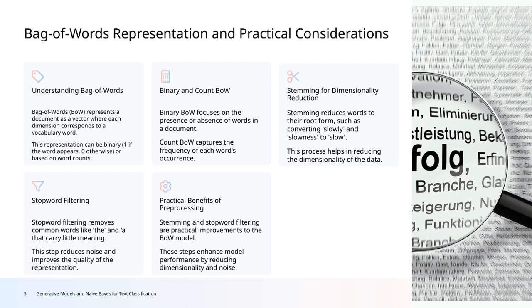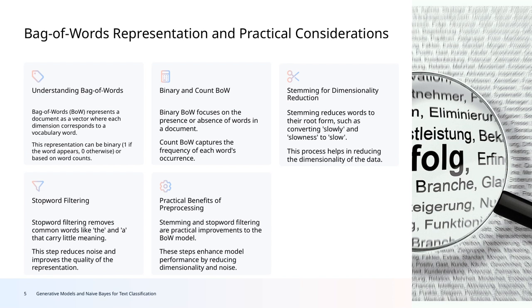Stemming, on the other hand, reduces words to their root form. For example, words like "slowly" and "slowness" both become "slow". This process helps us cut down on the number of unique words we need to consider, which in turn reduces the dimensionality of our data.